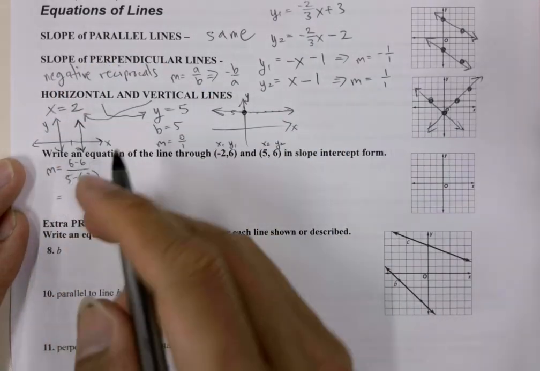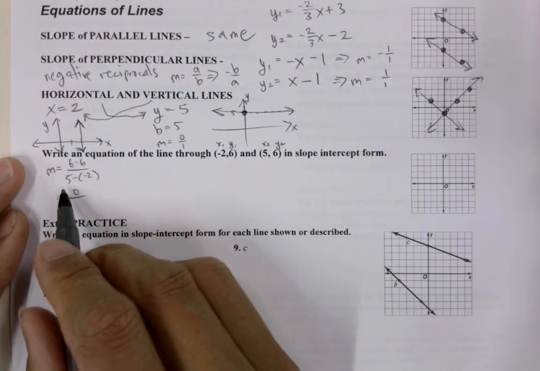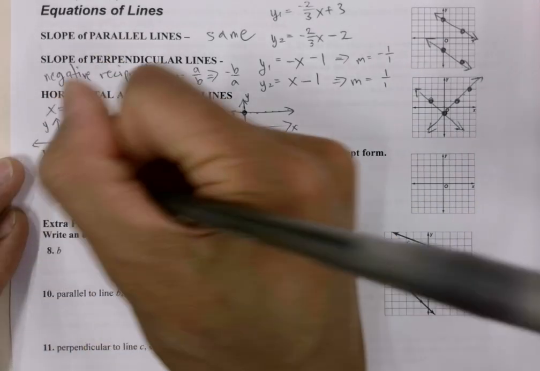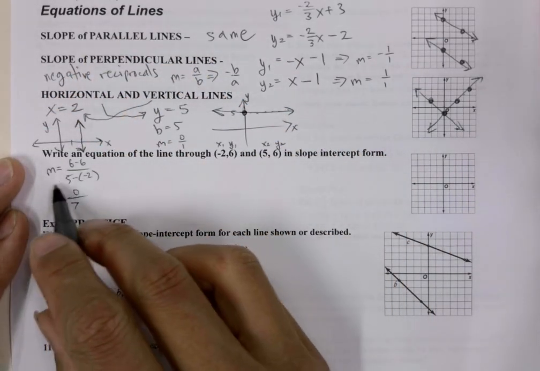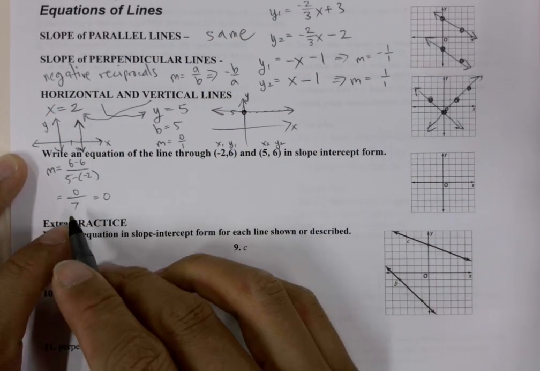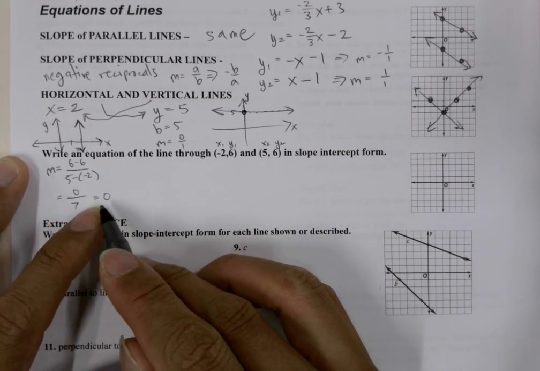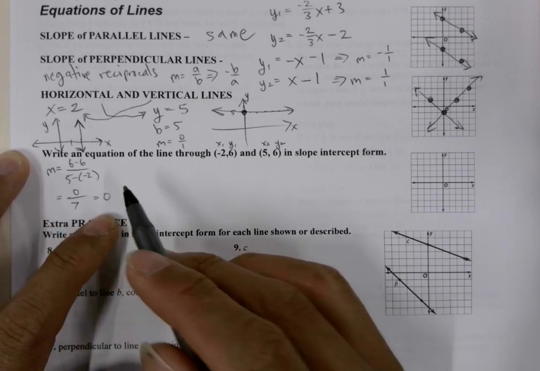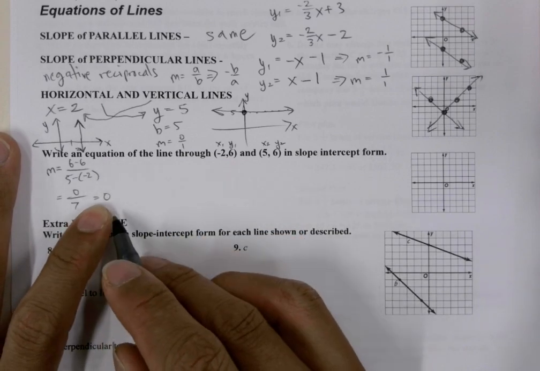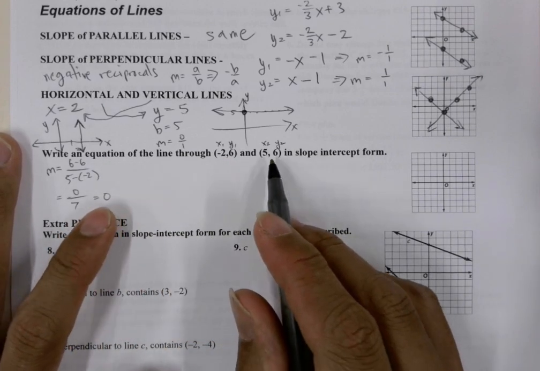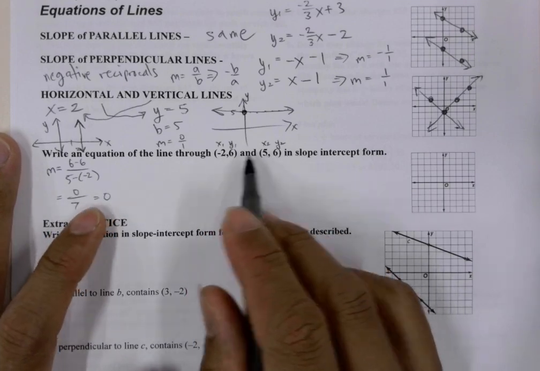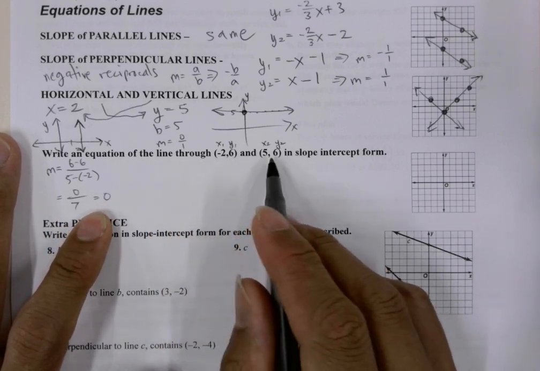So that's 6 minus 6 is 0 in the numerator, and then the 5 minus a negative turns positive, so it becomes over 7. And the slope, you can see, is 0. Right? Or 0 over 1, or 0 over 5, or 0 over 7. It doesn't matter what the denominator is if the numerator is 0. So now that we have the slope, we can take the slope and a point that the line goes through. It doesn't matter which one you choose, because the line goes through both of the points.